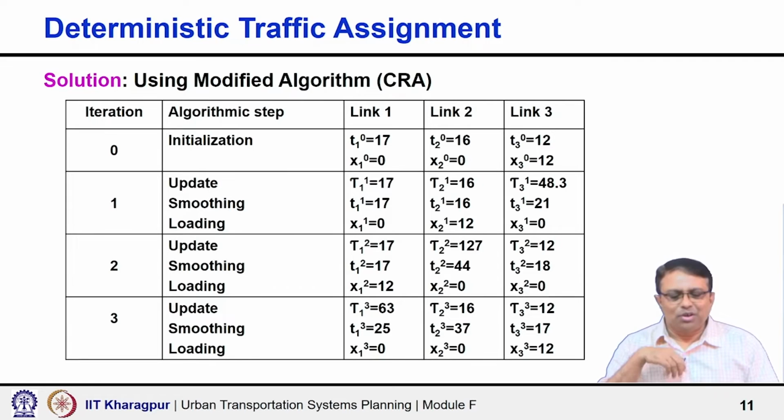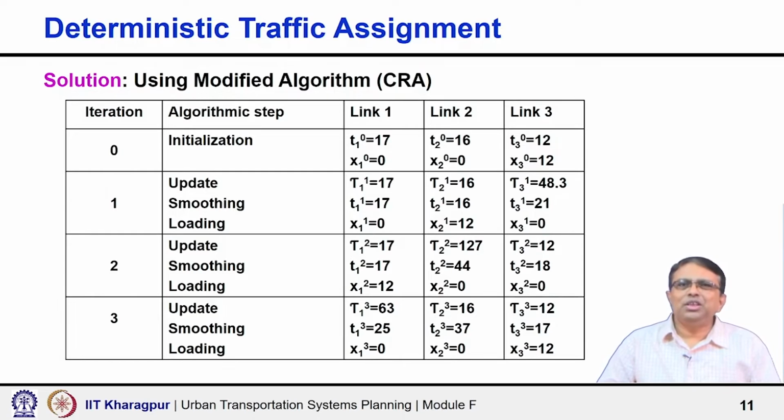Here the difference is we are applying the smoothing. So what we are doing? 0.75 of previous time, that means 0.75 on T0, plus 0.25 on the update in the present iteration. So for the first case, 17 into 0.75 plus 0.25 into the iteration 1 update value in the first row, which is 17. So obviously both are 17. Whatever weightage you give, it remains 17.